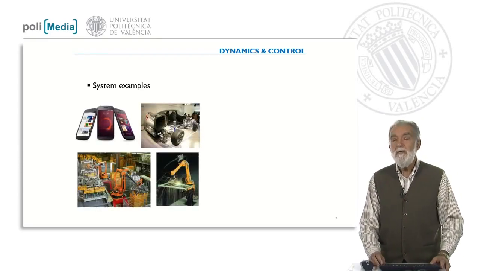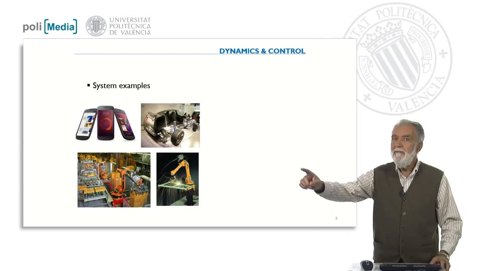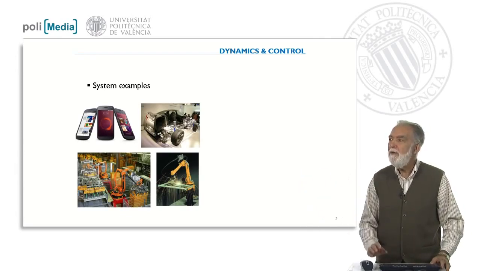A system could be, for instance, a mobile. You all know what is a mobile, or a car, of course, you also know. This is a system, but we have systems also in the industry, where we have a robot, like here, and also a workshop where you are mounting, assembling some cars, for instance.